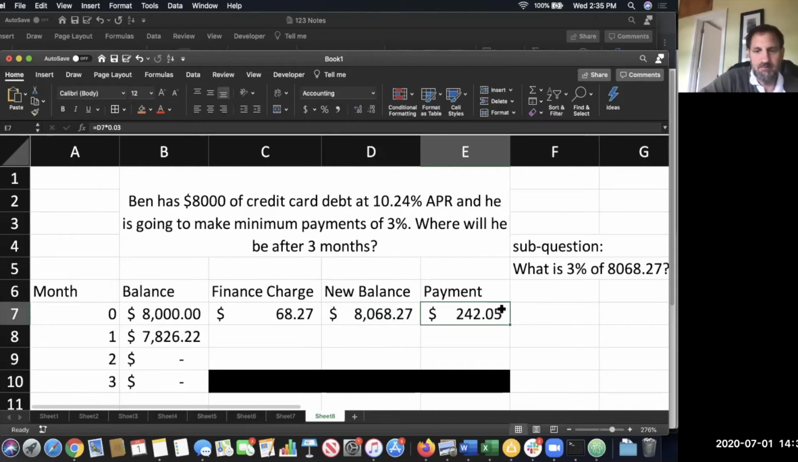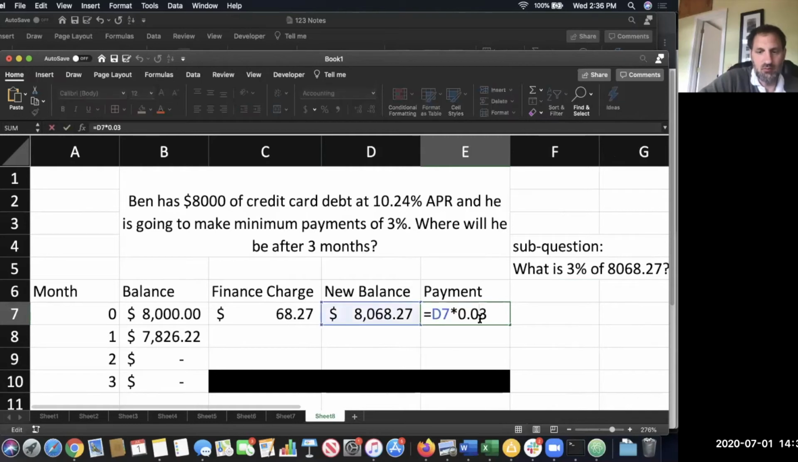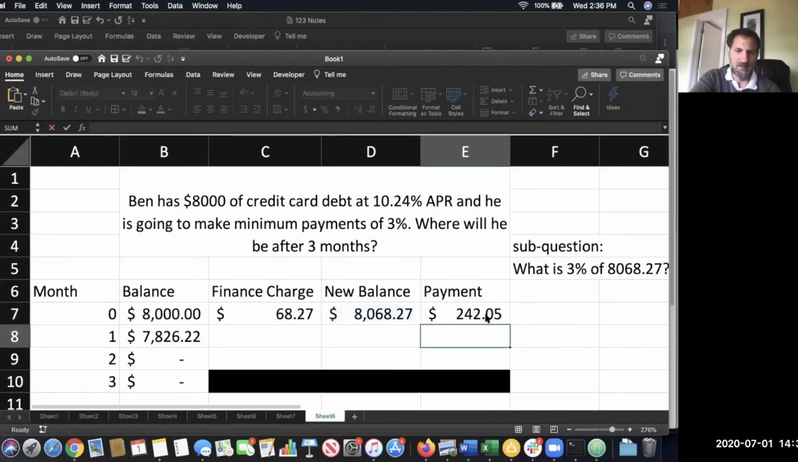Not 92. I think that might have gone off. What's important is that the 3% is not of this balance over here, but of the new balance, including the finance charge. The balance plus the finance charge makes the new balance. Take 3% of that, and that gives you that payment. Then I can go from there.